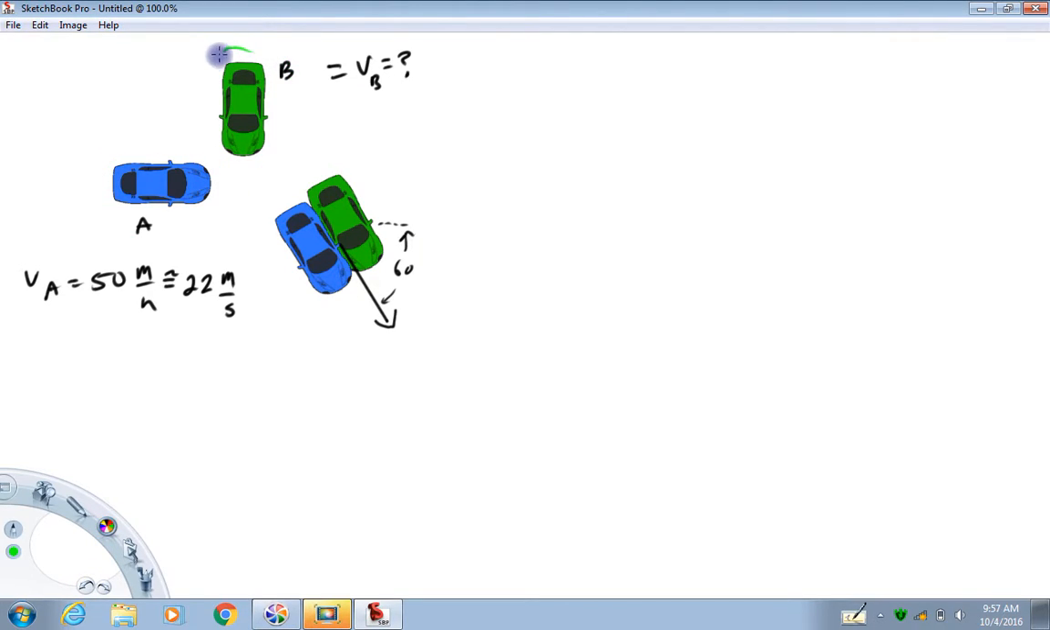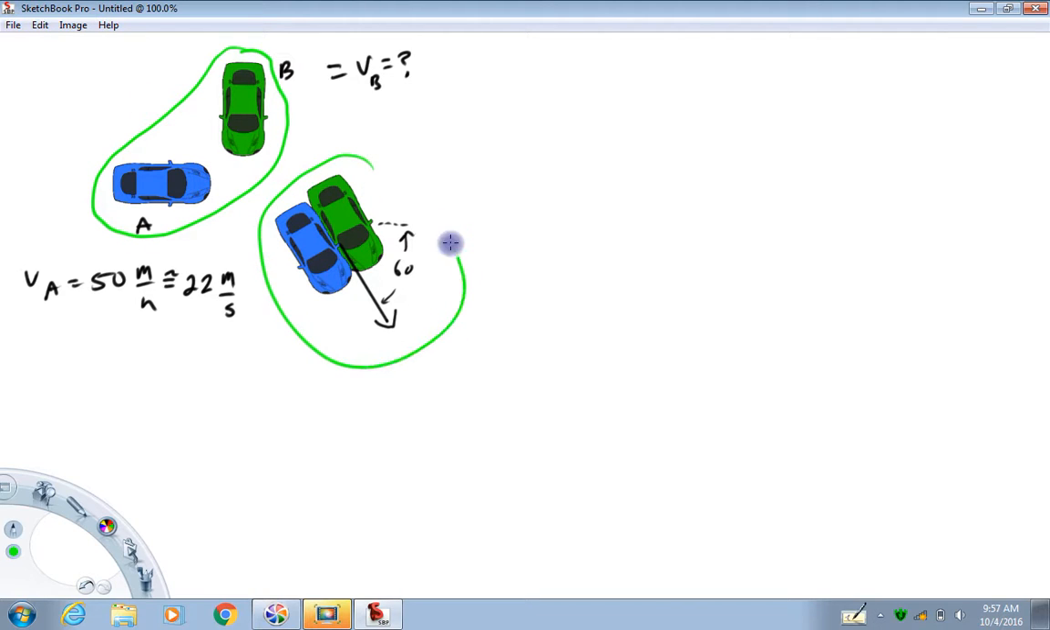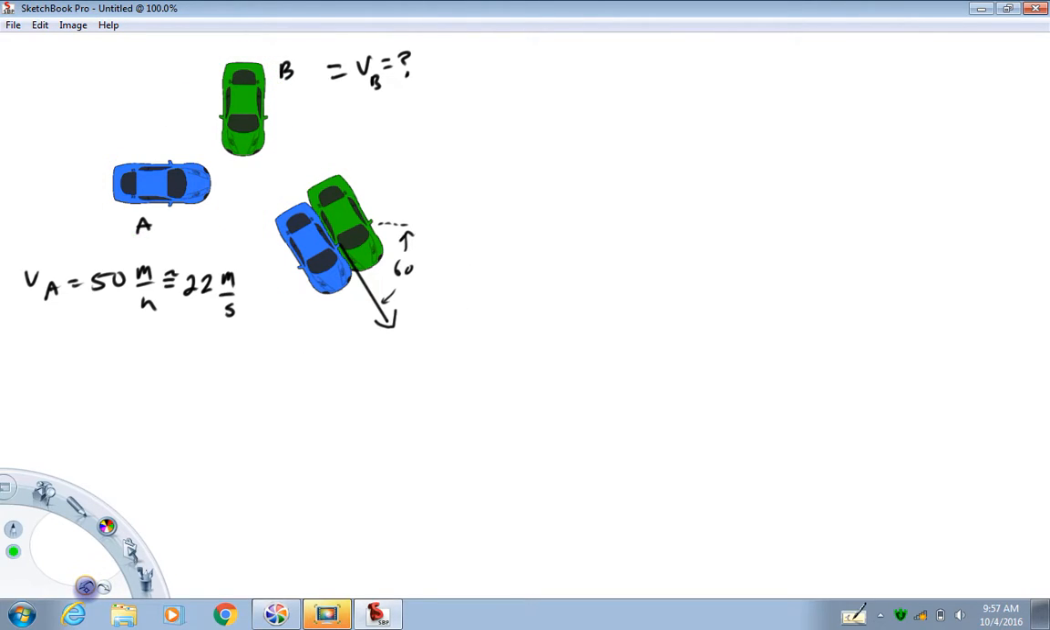The key is realizing that if this is my system, the force interaction between these two is an internal force, and momentum is therefore conserved. So my momentum in this first picture should equal the momentum in my second picture, ignoring any friction or other forces acting during the impact.